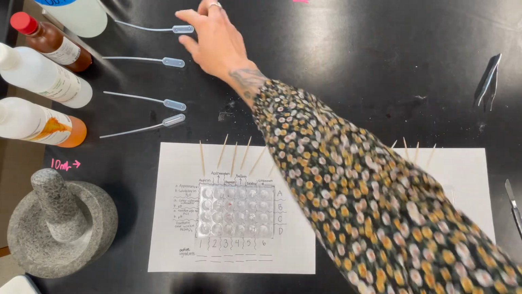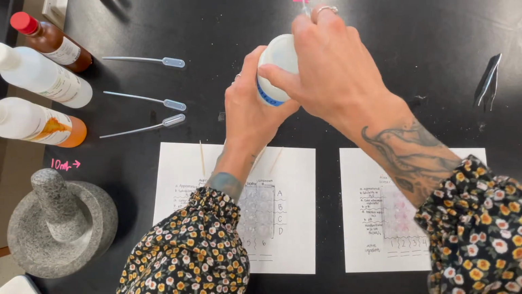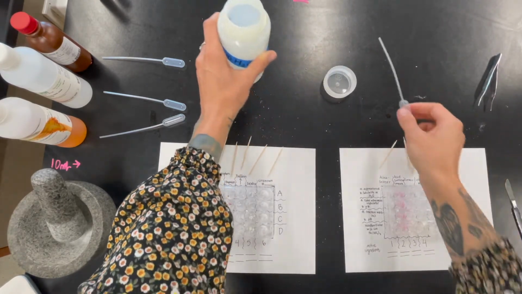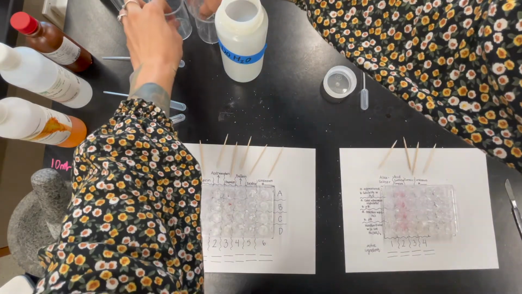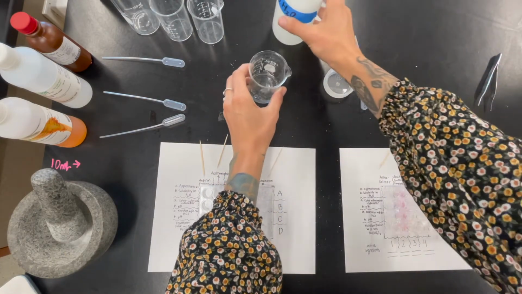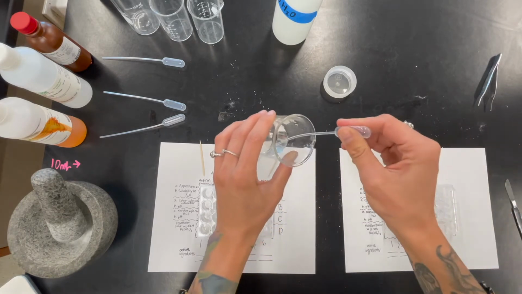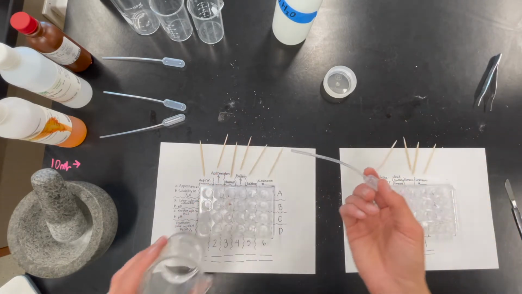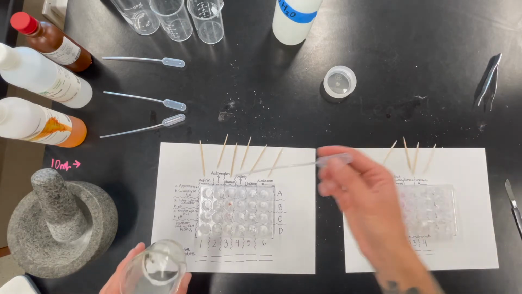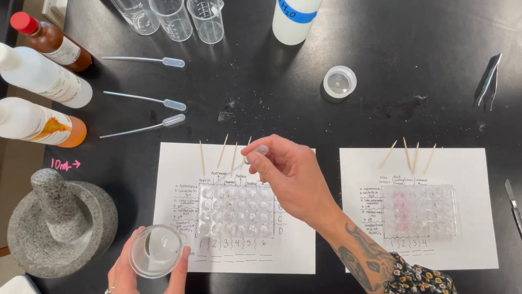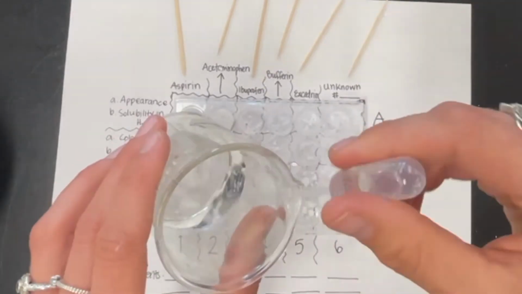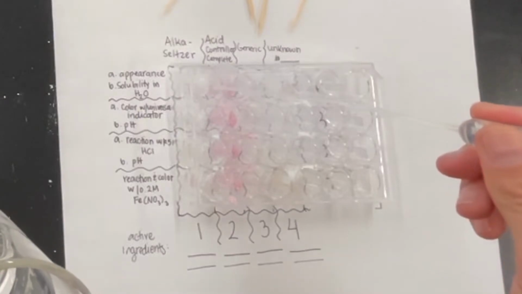So first thing I'm going to do is add 15 drops of deionized water. Let me get 4 little beakers here. Okay, so I'll get some deionized water here, and I'm going to do 10 to 15 drops in each of the wells. So we'll do 1, 2, 3, 4, 5, 6, 7, 8, 9, 10.